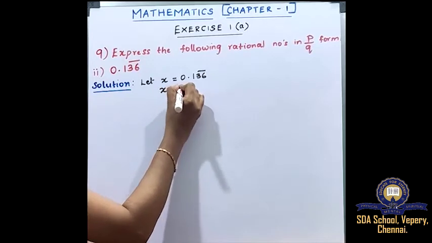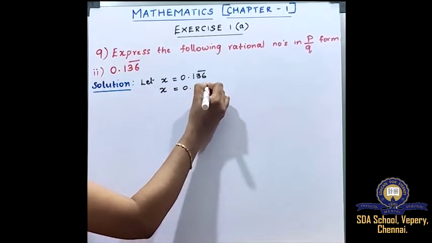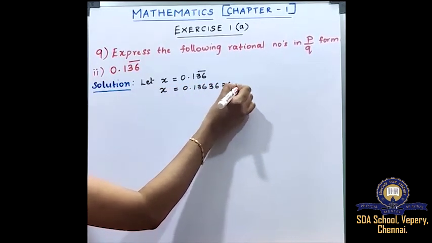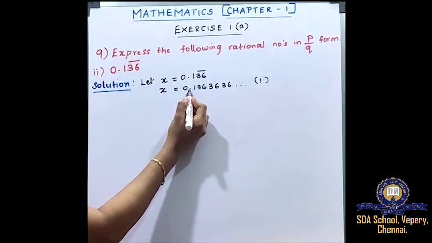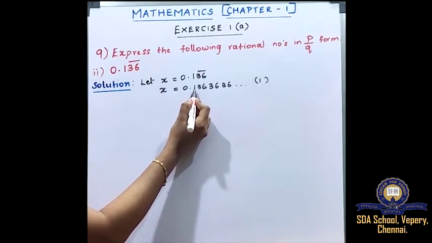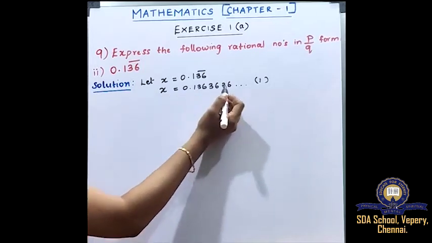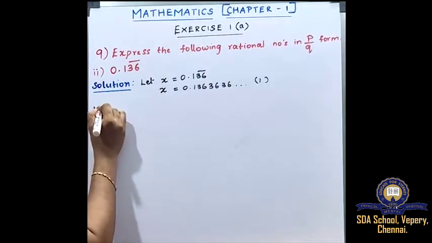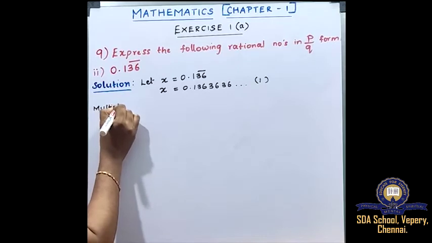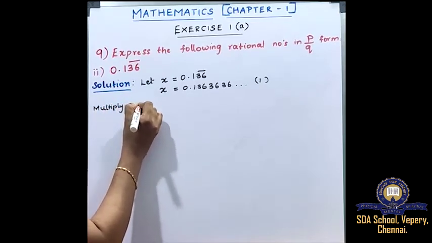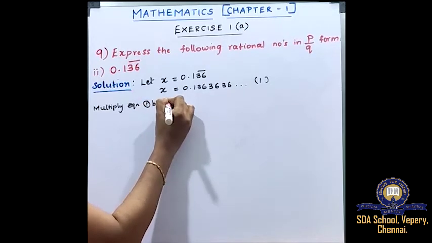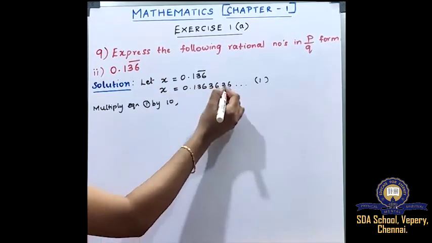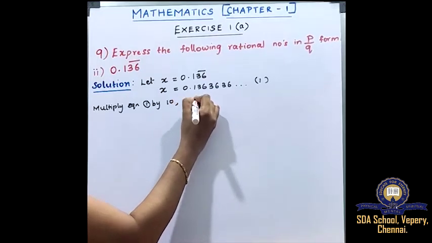So now this x can be written as 0.136, 36, 36, etc. Right? So mark this equation as 1. Now since after the decimal point you have one digit which is not repeated, right? So you have to multiply the equation by 10. Multiply equation 1 by 10. So if you multiply the equation 1 by 10, what will you get?